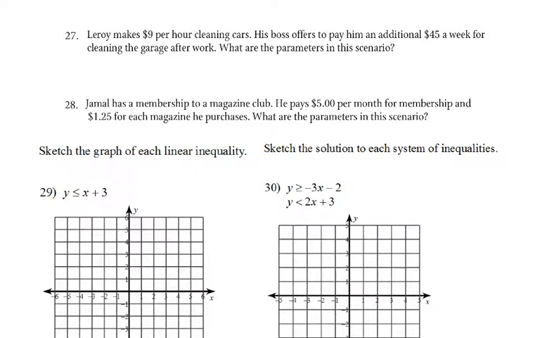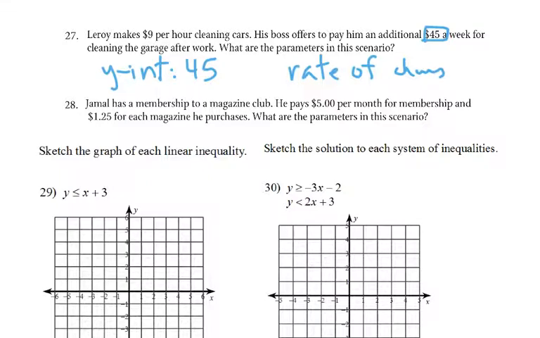Alright, Leroy makes $9 per hour cleaning cars. His boss offers to pay him an additional $45 a week for cleaning the garage after work. What are the parameters? So we're looking at where did we start? What's our y-intercept? Okay, and how does it grow? What's our rate of change? For both 27 and 28. So where did we start? Well, if we clean the garage, that's only once, we'd start with $45, okay, a week. Then he cleans cars and he can make $9 per hour, so $9 per hour.